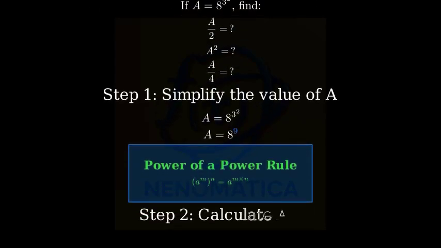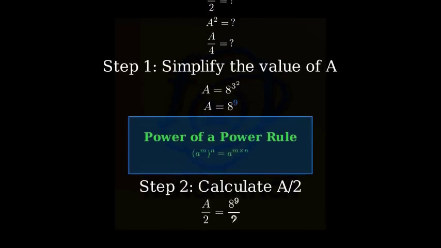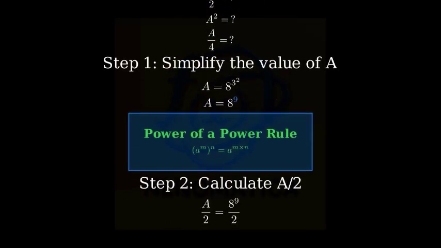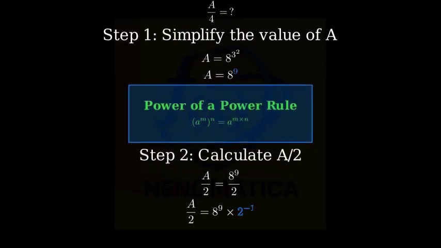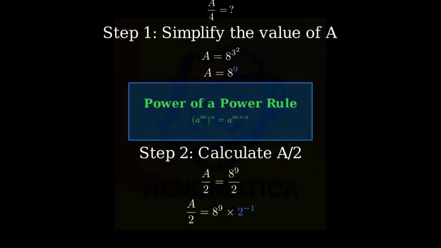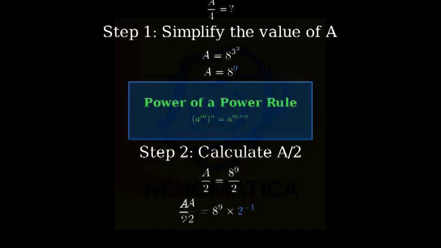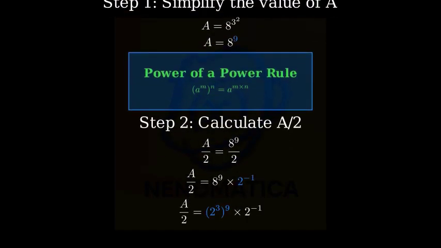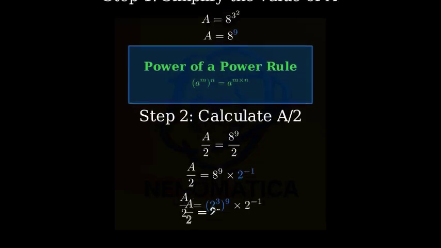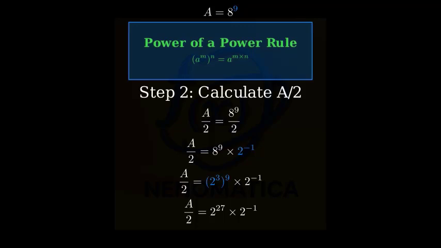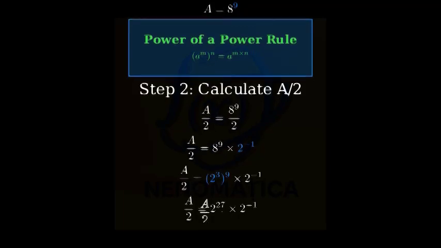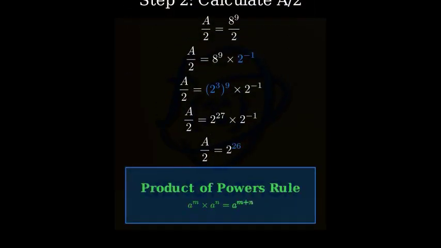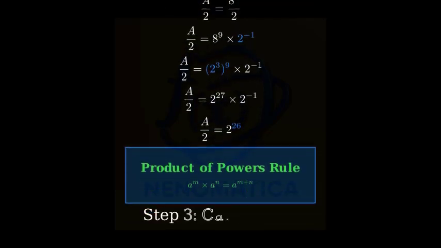Now, let's calculate the value of a divided by 2. We have a divided by 2 equals 8 to the power of 9 divided by 2. This is equivalent to 8 to the power of 9 times 2 to the power of negative 1. Remember that 8 equals 2 cubed. So we have 2 cubed to the power of 9 times 2 to the power of negative 1. Using the power of a power rule, we get 2 to the power of 27 times 2 to the power of negative 1. Finally, using the product of powers rule, we add the exponents to get 2 to the power of 26.